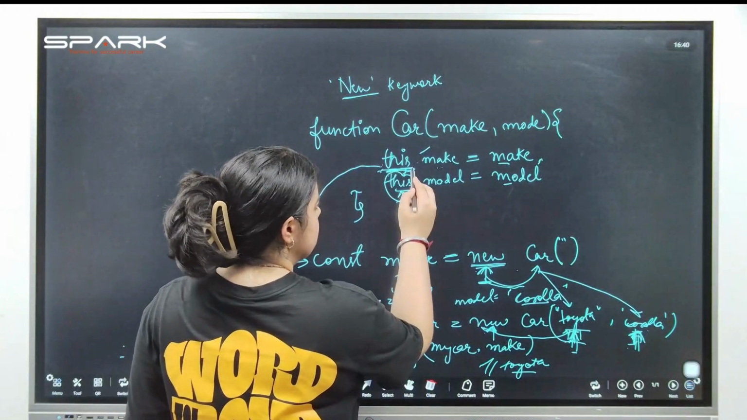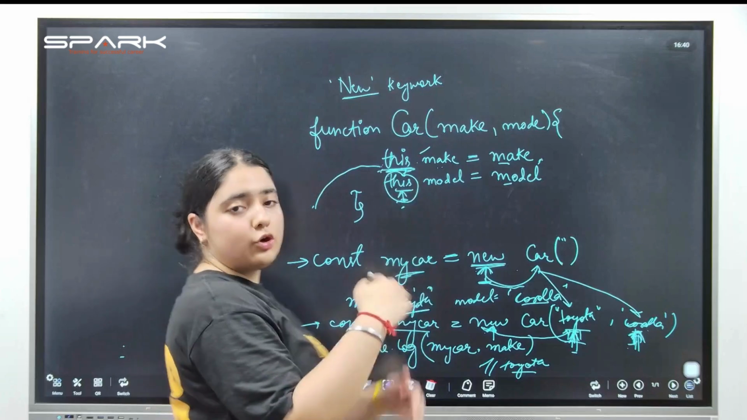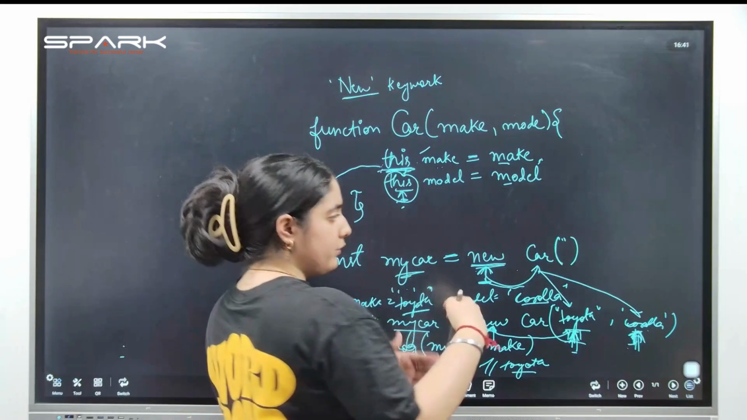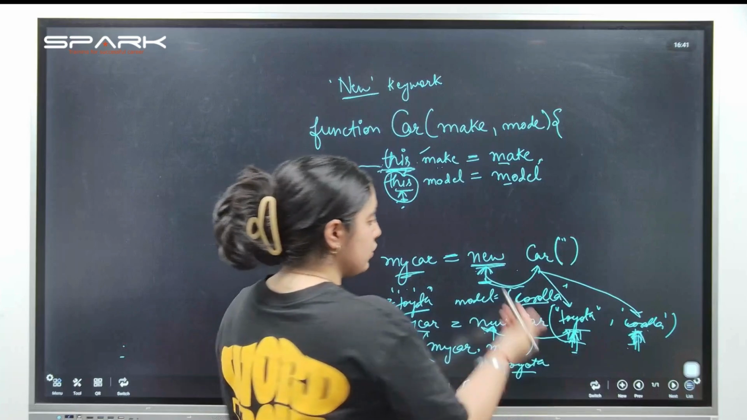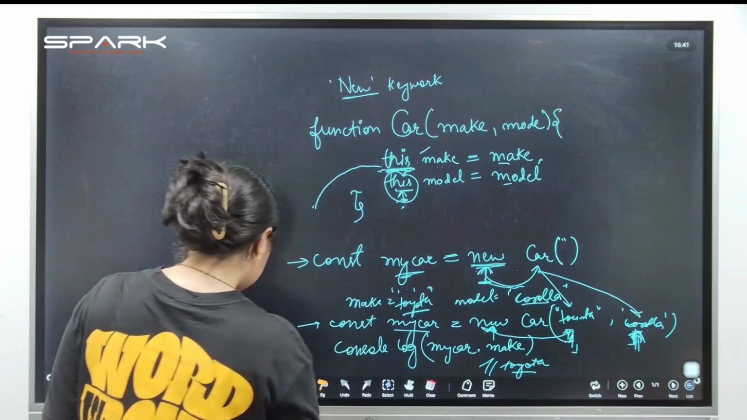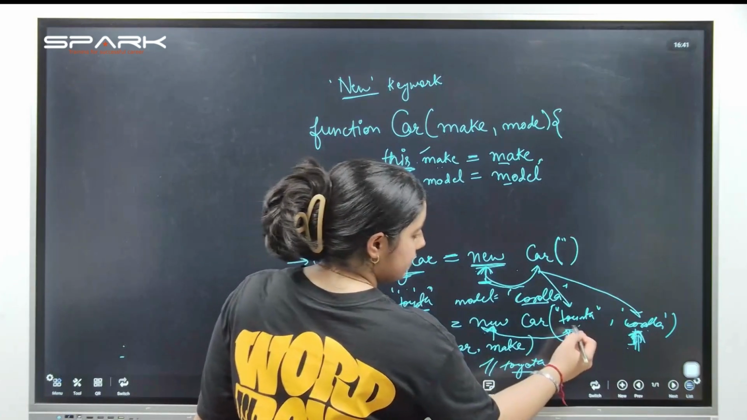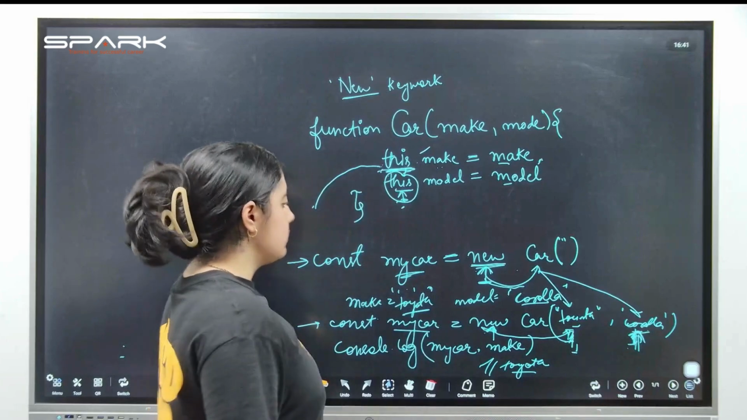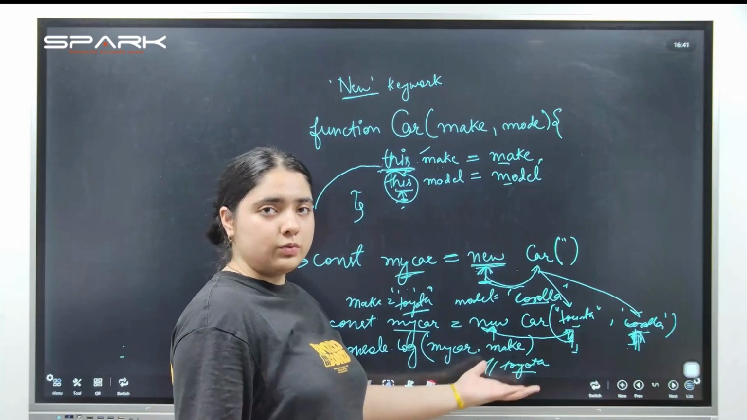So this refers to the object that will get created when we use the new keyword. So here it is Toyota. And here it is Toyota and Corolla. So this is how we use a new keyword.